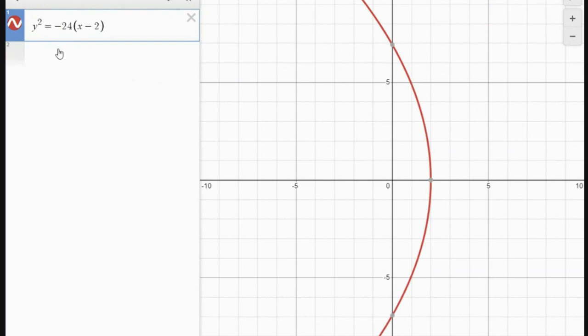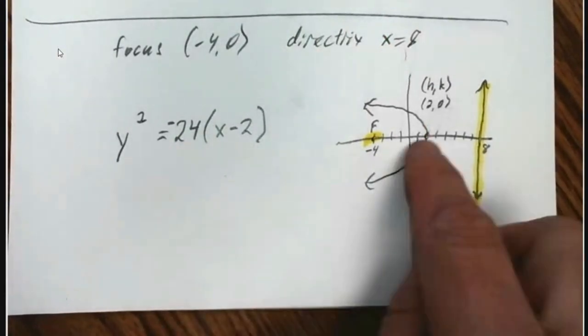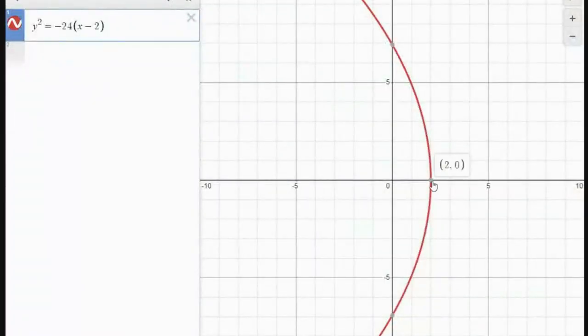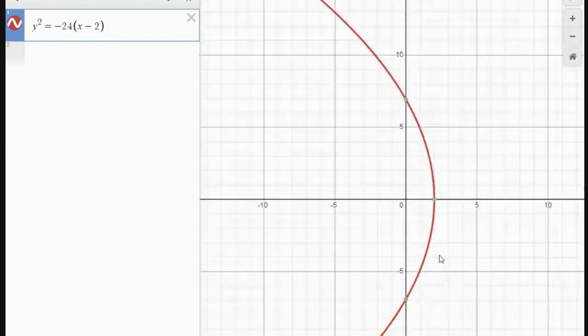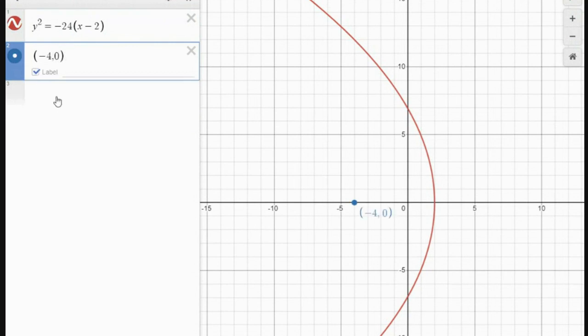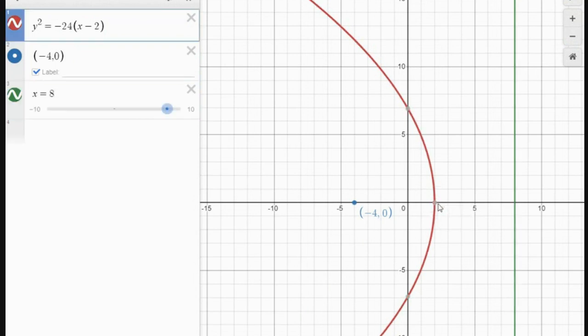If we want it to open the other way, we've got to put a negative in front of our 24, because it opens to the left, towards the negative x's. y squared equals -24 times x minus 2. Look there, we've got (2, 0) as the vertex, and it does open left. Now it's wider than when I sketched it, but a sketch is just a sketch, right? The focus should be at (-4, 0). There's the focus point, and the directrix was at x equals 8. So that's 6 away on both sides from the vertex. That's exactly what it looks like.